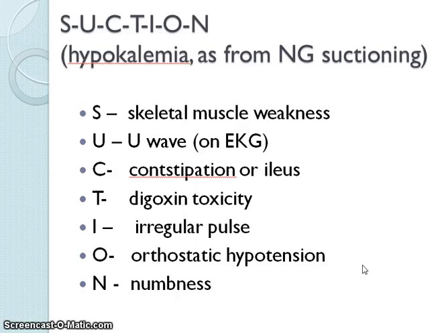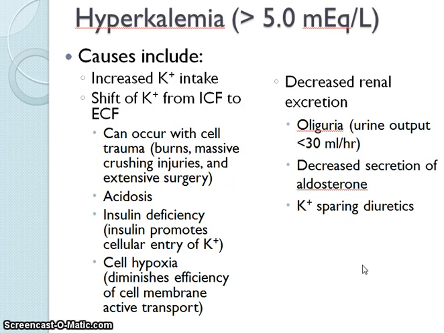So S, skeletal muscle weakness. U is that we see a U wave. If you ever see a U wave on an EKG, it's because of hypokalemia. People don't really get it for any other reason. C, it can cause constipation or an ileus. T is for toxicity, specifically from digoxin. I is the irregular heart or irregular pulse that you see on the EKG. O is for orthostatic hypotension, and N is for numbness, because remember it can cause problems with our muscles.